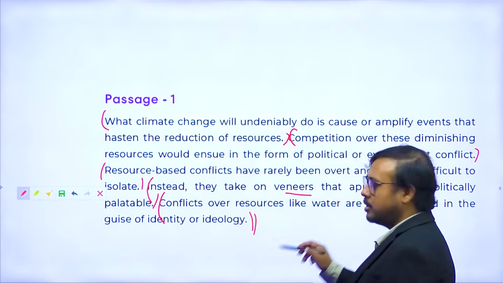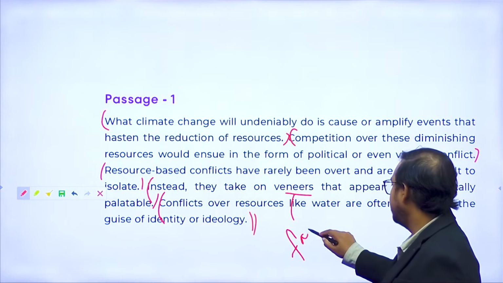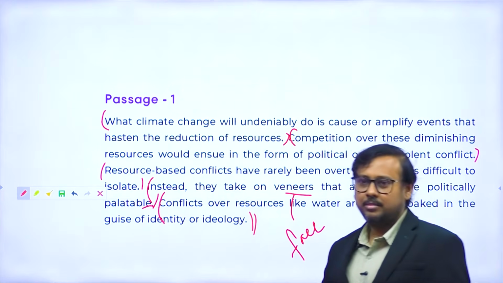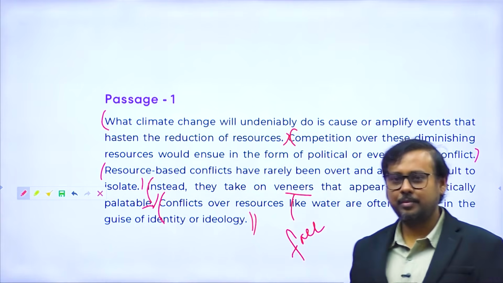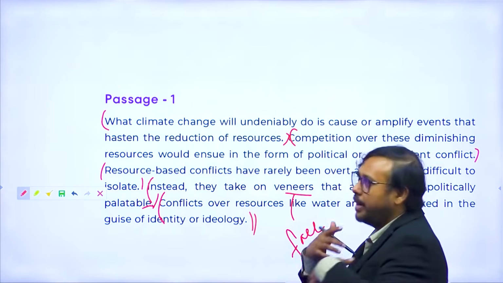So veneers means what? Face. This means face. ठीक है? ये Latin word है. चलो, not important. Palatable. Presentable. ठीक है? Palatable is like palate. ठीक है? Okay. So how do you make this logical conclusion?